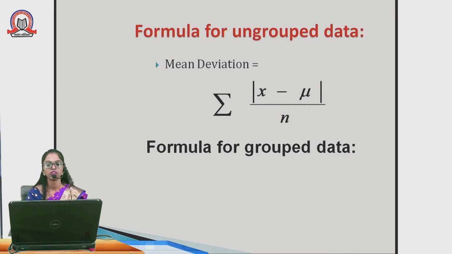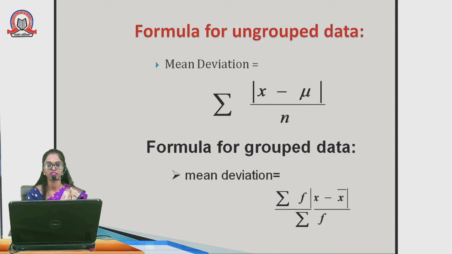Next we see formula for grouped data. Mean deviation is equal to summation of f multiplied by |x minus x bar| divided by summation of f. Summation of f means frequency of the given data set. X bar means mean of the data set.